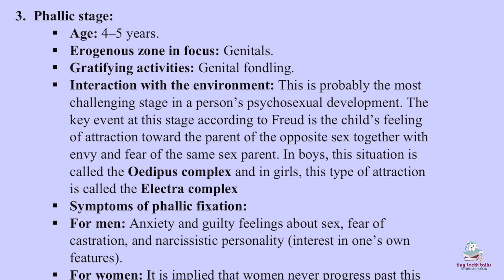Interaction with the environment. This is probably the most challenging stage in a person's psychosexual development. The key event at this stage, according to Freud, is the child's feeling of attraction toward the parent of the opposite sex, together with envy and fear of the same-sex parent. In boys, this situation is called the Oedipus complex, and in girls, this type of attraction is called the Electra complex. So, there is a story behind it.